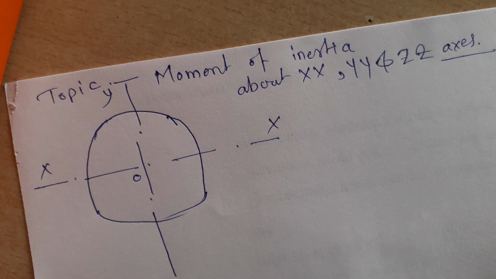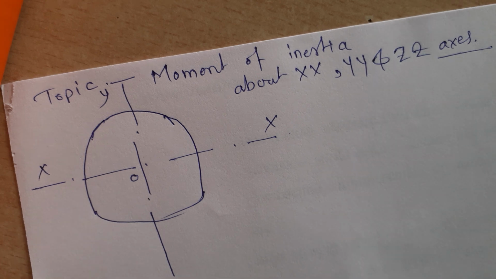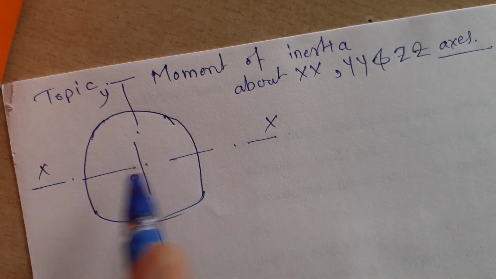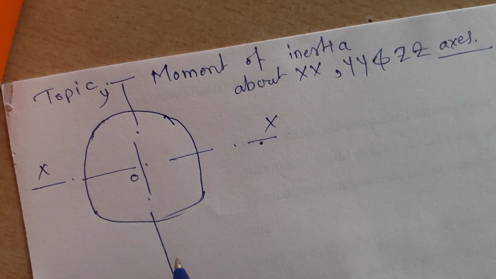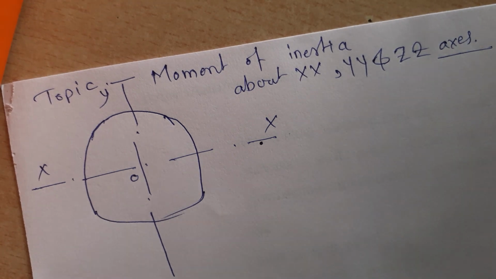Hello everyone. The topic for today's discussion is the moment of inertia of a circular plate about the axes xx, yy and zz. So let me tell you what the axes are. This is axis xx, this is yy, and the question in your mind will be where is axis zz. The zz axis will be perpendicular to the plane.